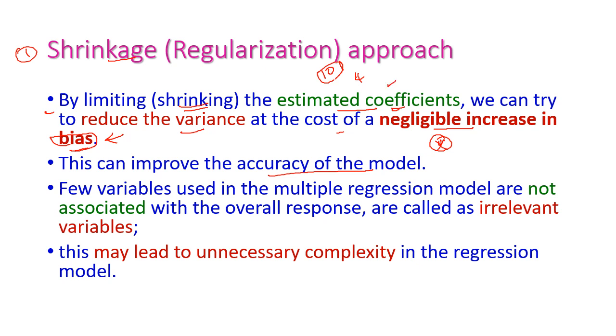A few variables which are used in multiple regression models are not associated with each other. That means the y value is not associated with x1, x2, etc. Then those are called irrelevant variables. If we use irrelevant variables, then unnecessary complexity will get increased.